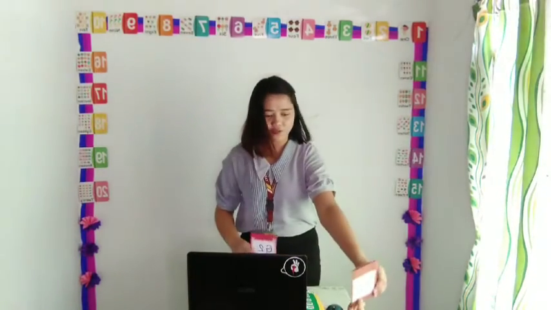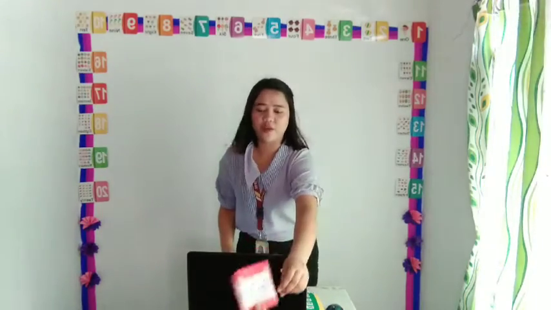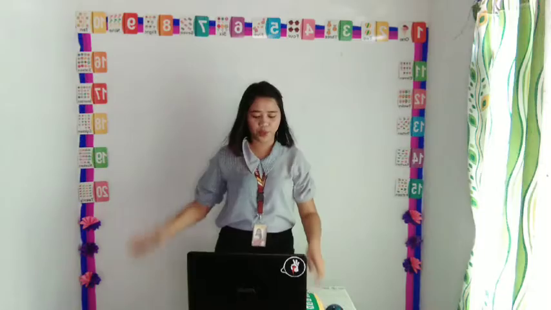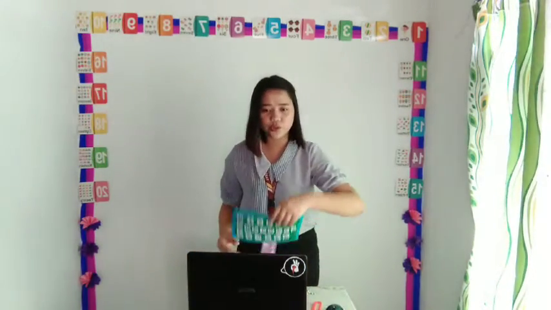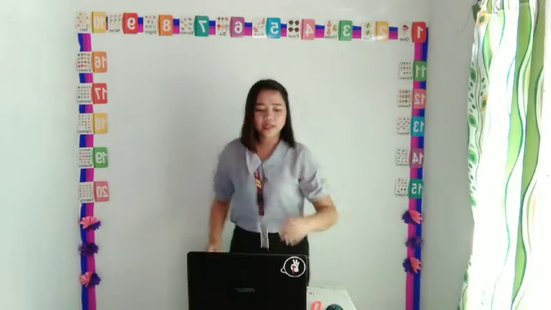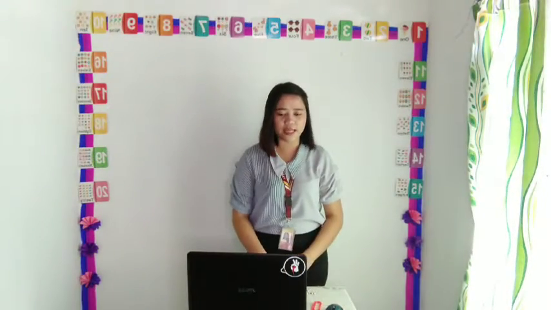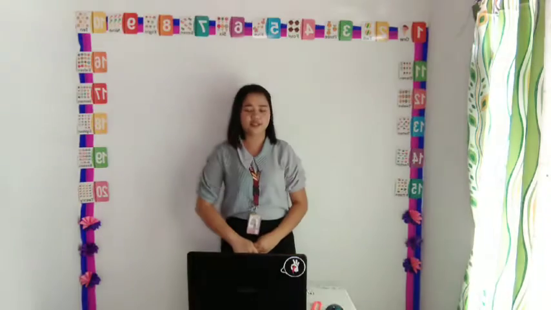Okay, thank you, Jana. For group 1, this is your envelope. For group 2, this is your envelope. Inside those envelopes are the letters that you need to assemble. And for group 1, this is your cardboard. For group 2, this is your cardboard. Now, you may start your activity. Again, you have 3 minutes to assemble those letters.